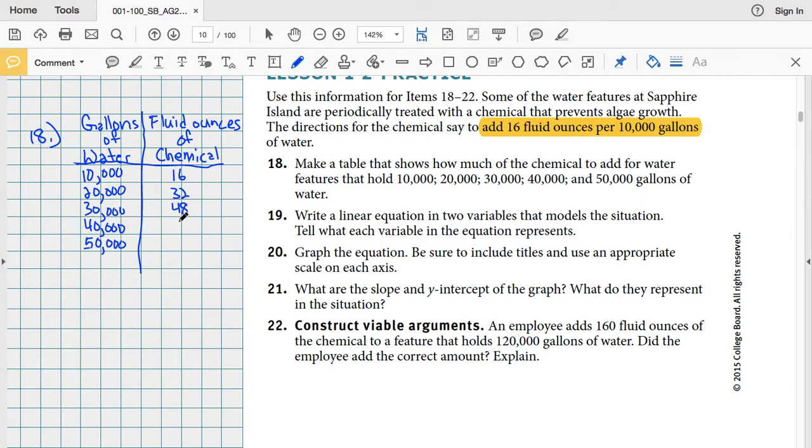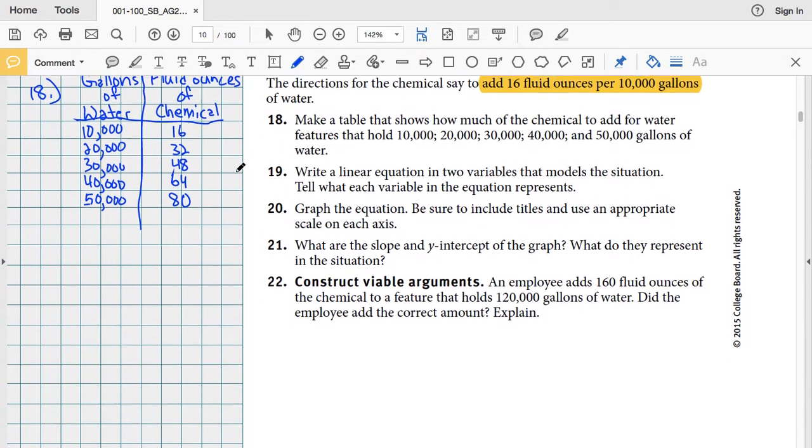Again, add another 16 ounces. That would be 64 ounces. And then add another 16 for 50,000 gallons of water, and that would be 80 fluid ounces of chemical. So there we go. There's our table for number 18. All right, let's go to number 19.